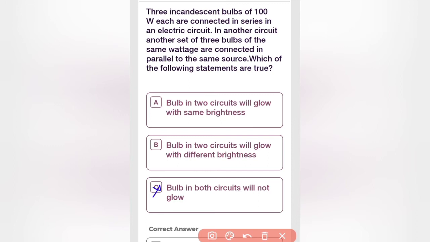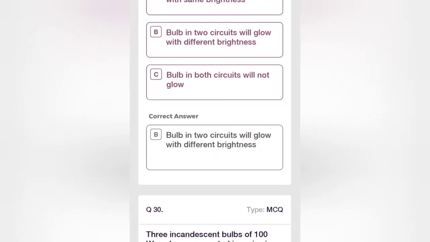In series connection, what happens? Voltage divides. A voltage divides means what happens? The brightness will decrease, whereas in parallel connection brightness will be more. So option B is the correct answer. In the 2 circuits there will be different brightness.